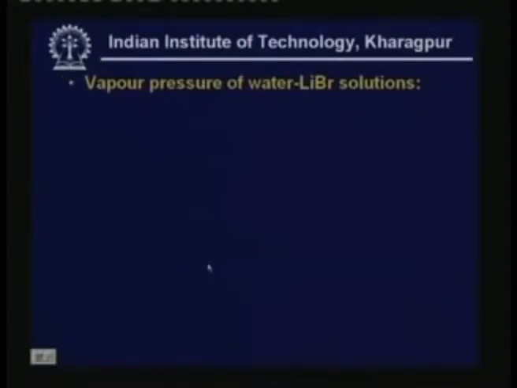Now let us look at vapor pressure of water lithium bromide solution. This is required for calculation purposes, and I have discussed in the last class that one can use Raoult's law for ideal solutions, and from Raoult's law the vapor pressure of lithium bromide water solution is simply equal to Pw into 1 minus x, where Pw is the saturated pressure of water at that particular temperature T, and x is the mole fraction of lithium bromide. So 1 minus x is the mole fraction of water in the solution. So vapor pressure is simply equal to the product of saturated pressure into the mole fraction of water.